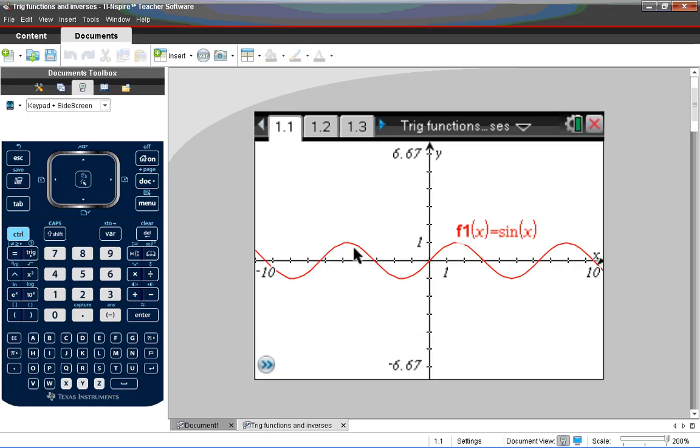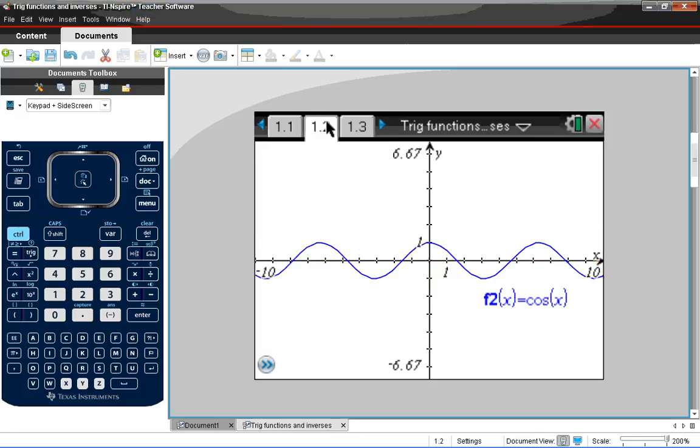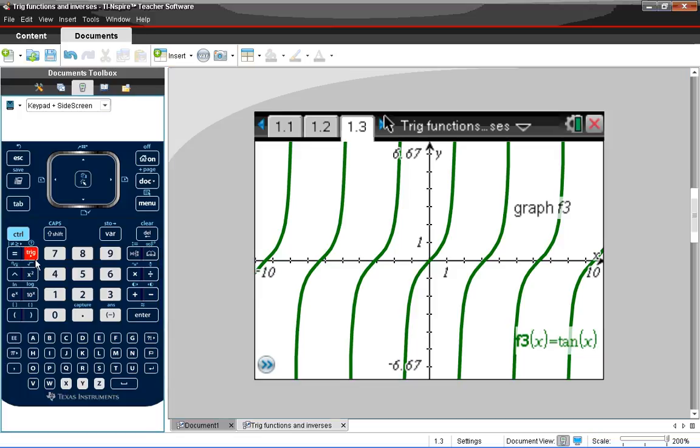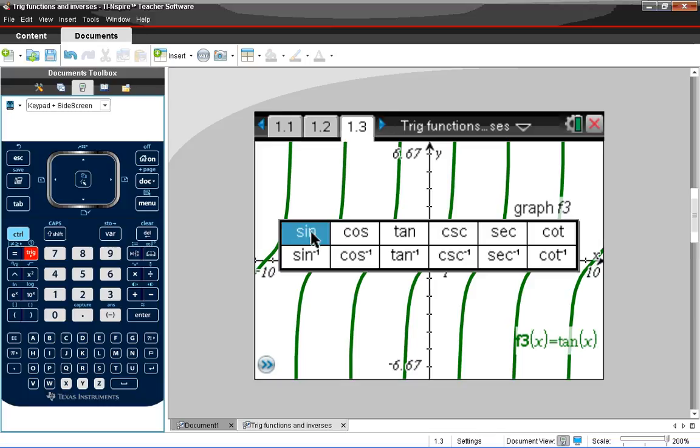Here's a graph of sine of x, so it makes this wave here. If you looked at cosine of x, it makes a wave as well, just in a different spot than sine. Tangent is kind of crazy looking, it's all of these swoopy vertical lines. Then if we want to look at their inverses, on your calculator next to the number 7, underneath that trig menu, you can see we have sine, cosine, and tangent. We've got all of their inverses along with the reciprocal functions here, cosecant, secant, and cotangent.